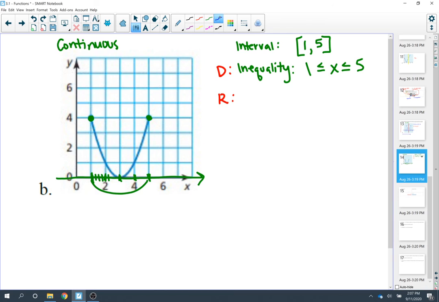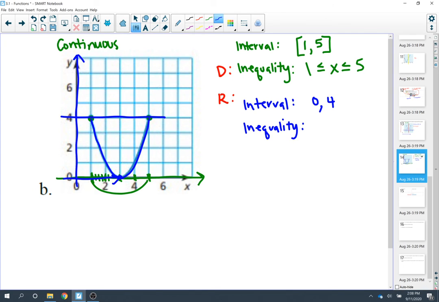Range. Now, range is all your y values. So again, we're going to start low and we're going to go high. And we're going to do both notations. So interval and then inequality. Interval notation, low to high. My graph goes the whole way down to the lowest point. It's at 0. So I'm going to start at 0. Then my graph goes up on both sides. That's my high point, to 4.